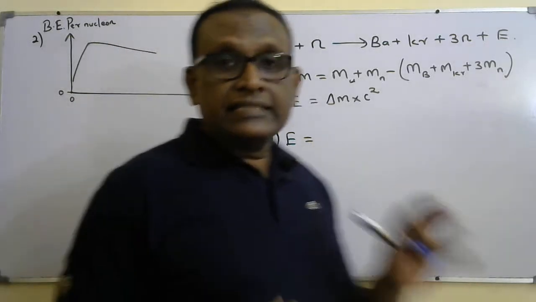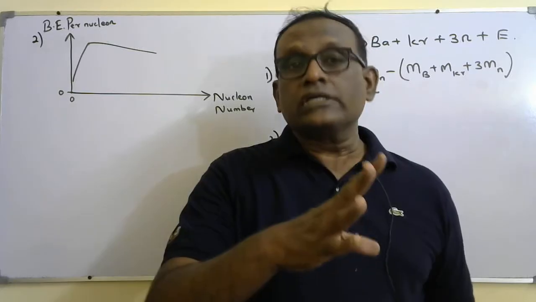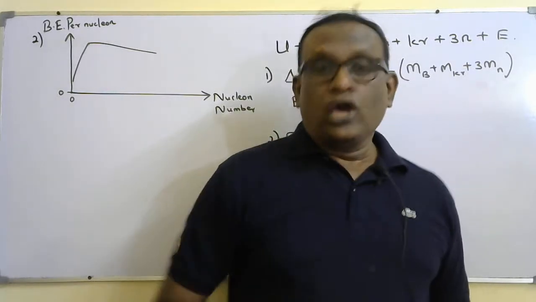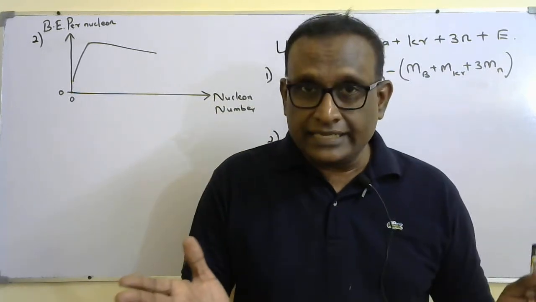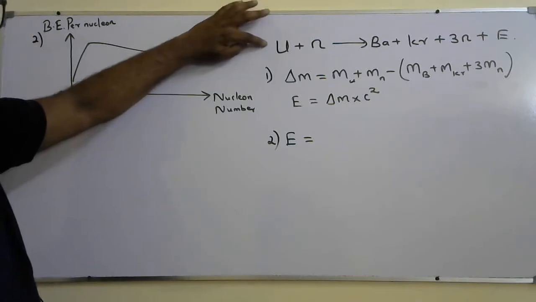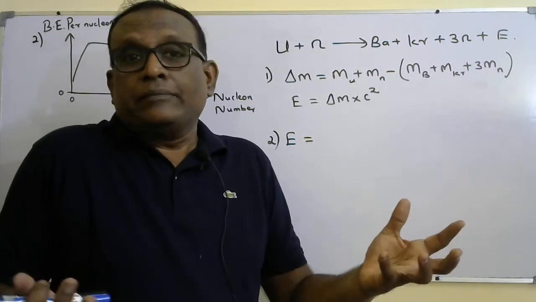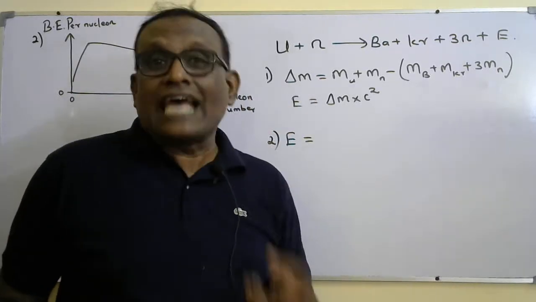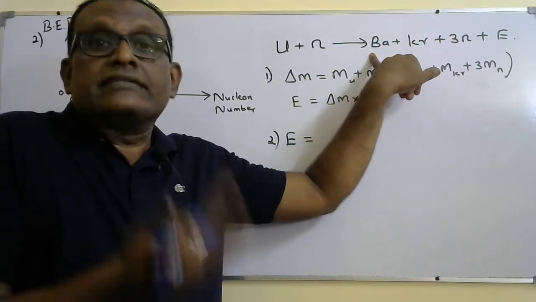How do we find the energy release? You know, whenever a nucleus is broken, energy will be absorbed. Whenever a nucleus is formed or created, energy will be released. So in this reaction equation, I can say the uranium nucleus is broken because there is no uranium after the reaction. So the uranium nucleus is broken, so energy is absorbed. But the barium nucleus is created, so energy is released.